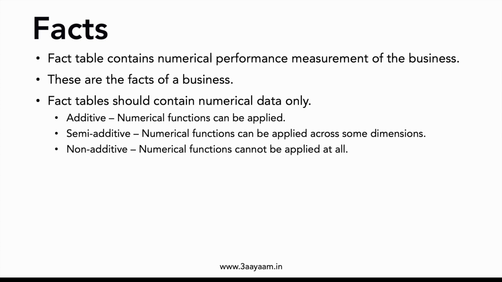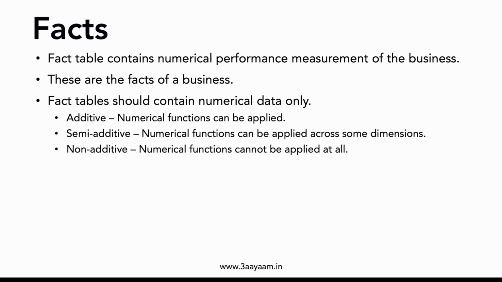And then we have non-additive, which tells you that numerical functions cannot be applied at all, even though the data that we are storing are numerical in nature. So these are the three different types of fact tables, or the data that fact tables contain. All are numeric, but some can be additive, meaning that we can apply numerical functions like average, sum, maximum, minimum, etc. across all the keys that we define.